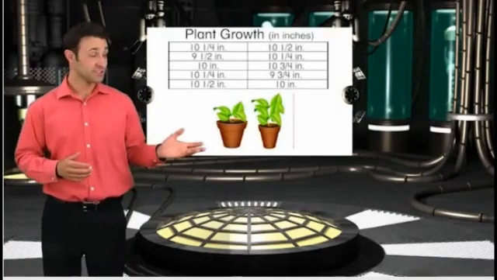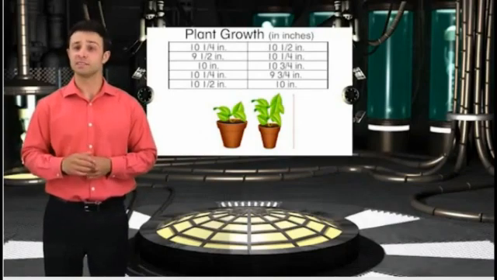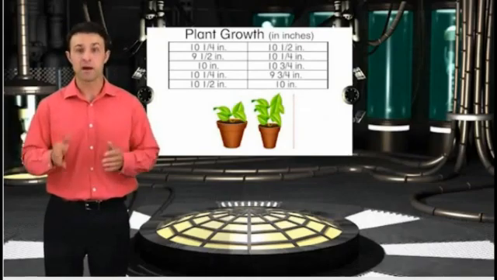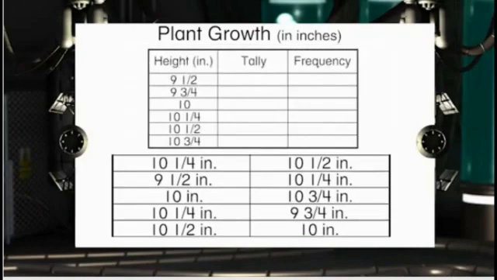Well, hello there. I've been growing some plants and measuring their heights. Here's a table showing the heights of 10 of my plants. But we can display this same data in a way that makes it easier to analyze by making a line plot. To make a line plot, we should first create a frequency table to organize the data. A frequency table uses numbers to show how many times a given response occurs.